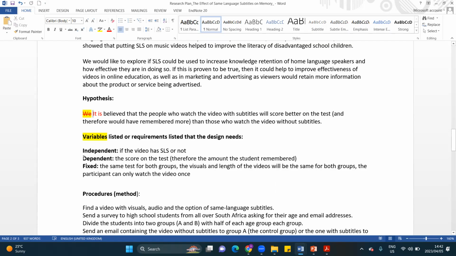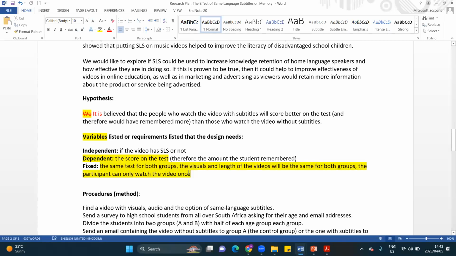And here what the learner is measuring is the score on the test that the participants saw. Both, there will be two groups. Let's look at the fixed variable. The same test, there's two groups. Just going to highlight that. It's the same test for two groups.